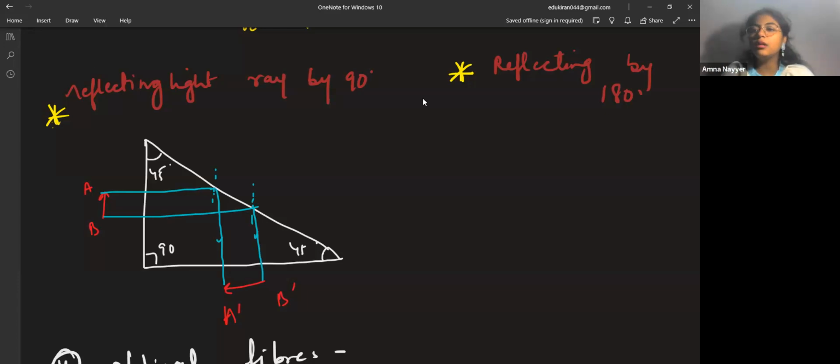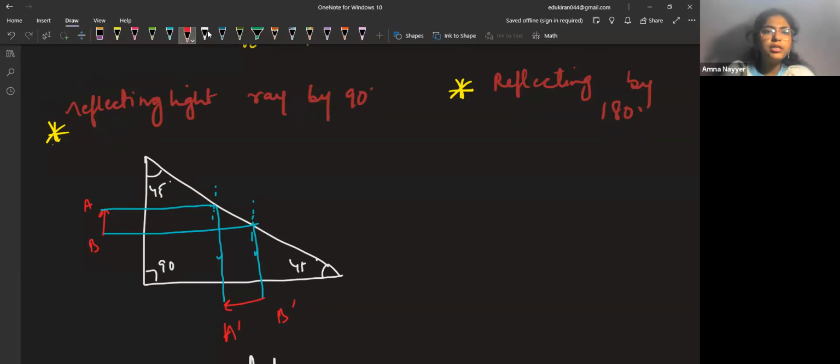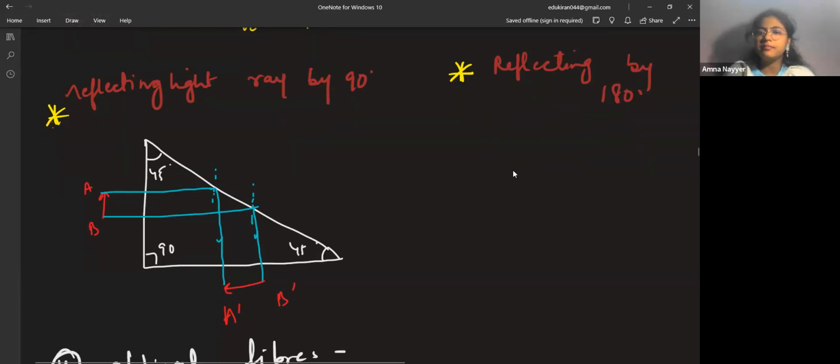Now, when we have to reflect it by a complete 180 degrees, for 180 degrees you just have to shift the prism.